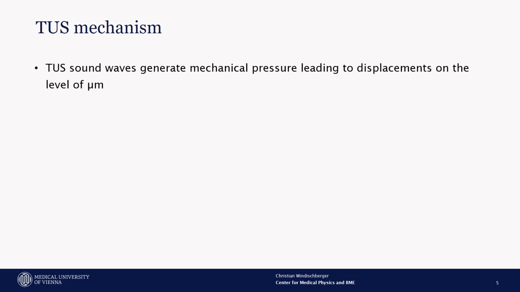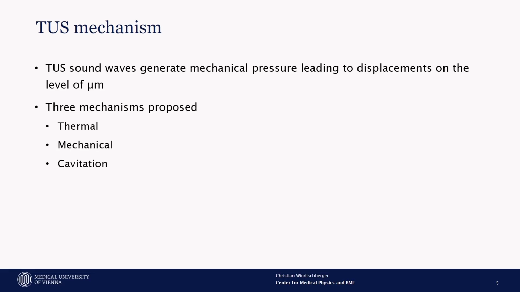Just one slide on the mechanism of tFUS. Well, in principle, what tFUS waves are doing is they are causing very small displacements in the tissue that we are sonicating, right? These displacements are in the order of micrometers, so very, very small displacements. But, as you will see later on, these displacements can be measured using MRI. There are three mechanisms that are proposed for the effects that we see in transcranial ultrasound stimulation: thermal, mechanical, and cavitational effects.